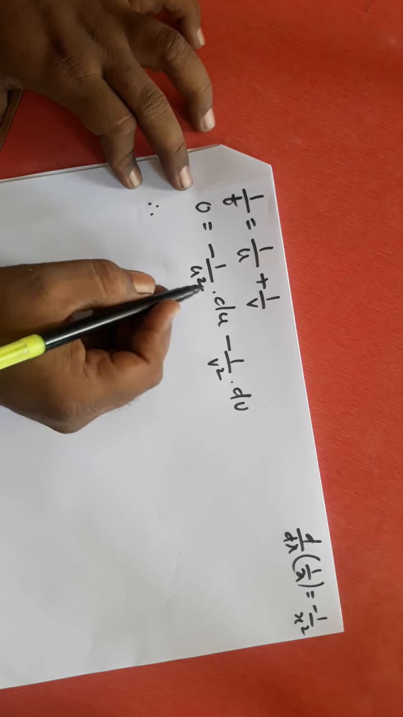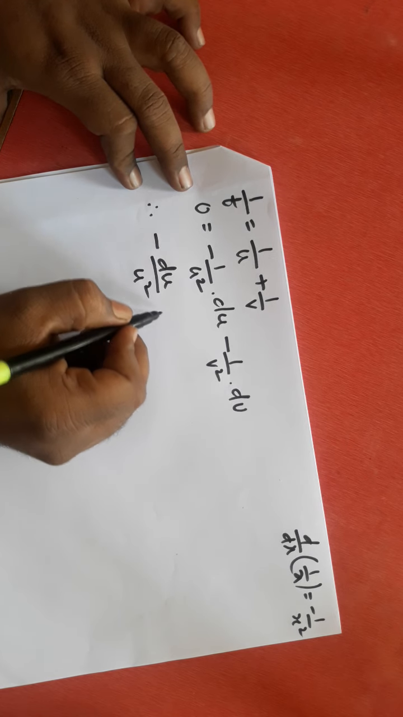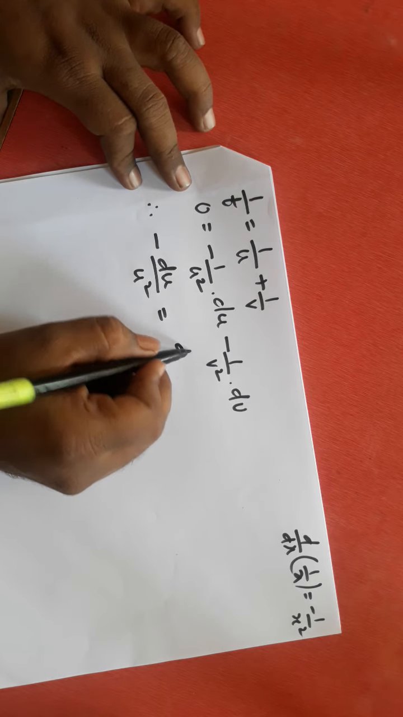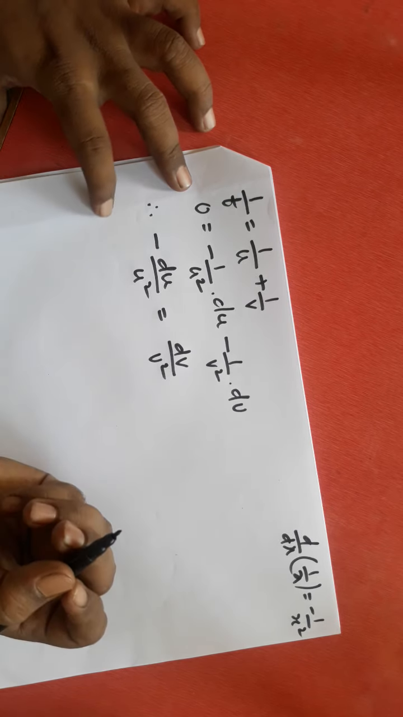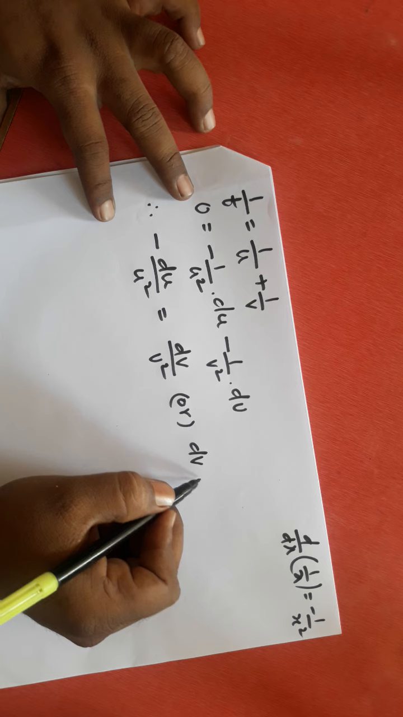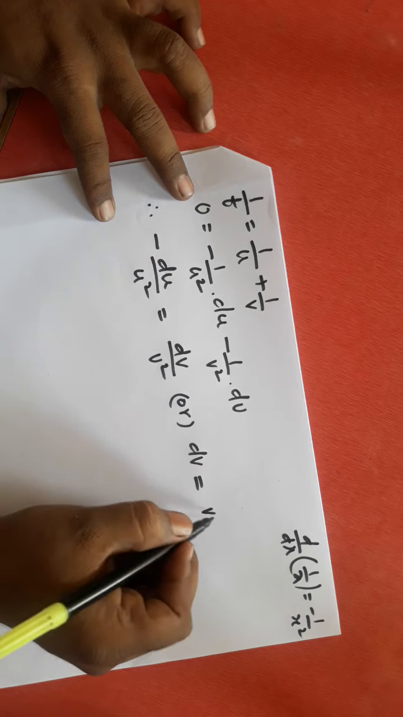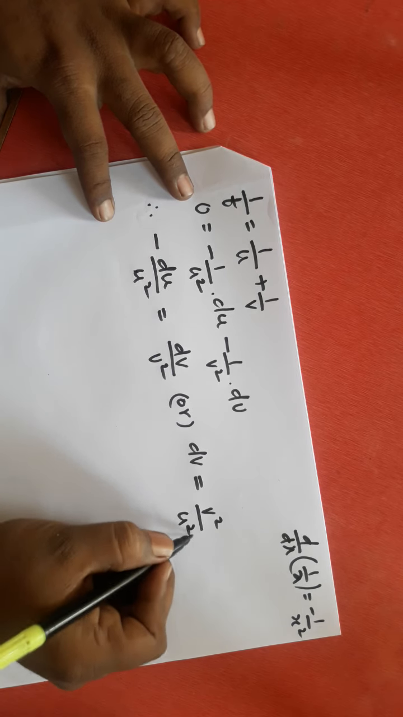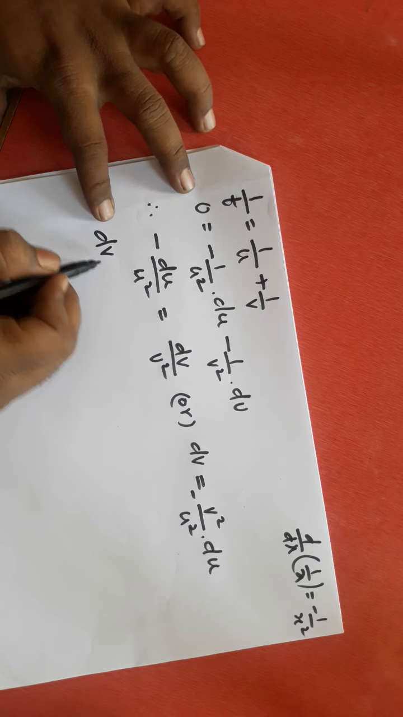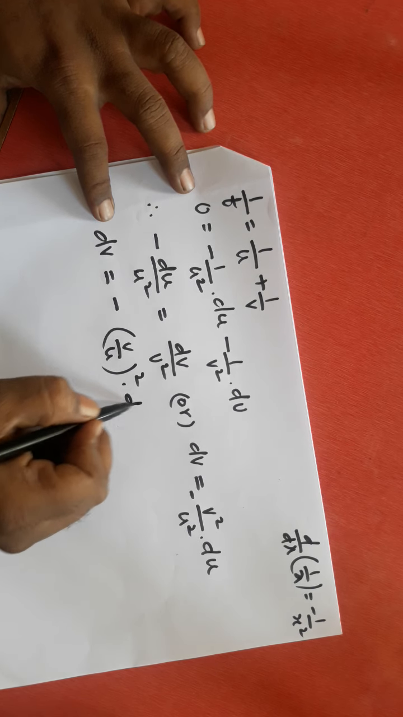Then I will get one term, minus du by u square, is equal to, taking it to this side, dv by v square. Or I can write this equation as dv is equal to v square by u square into du, with this minus sign there. Then dv is equal to minus of v by u whole square into du.